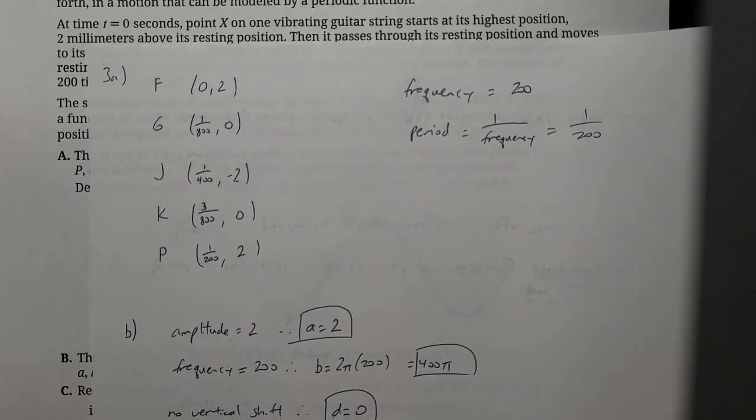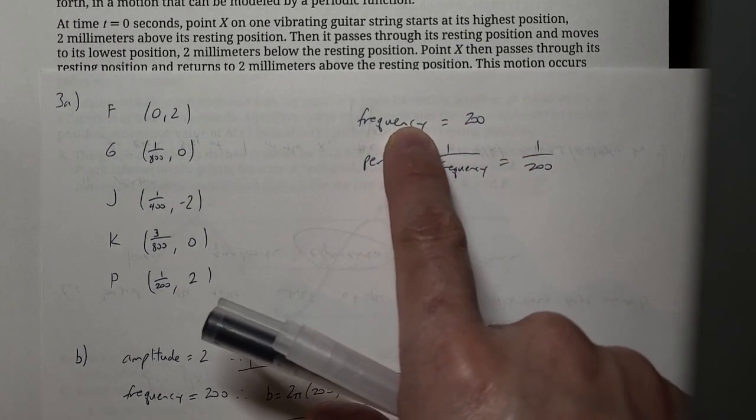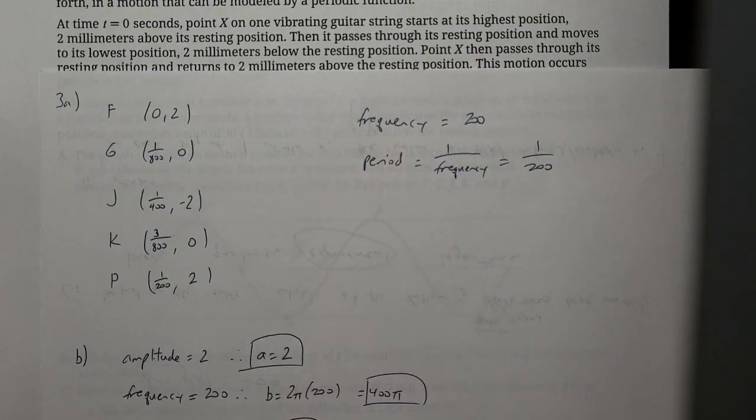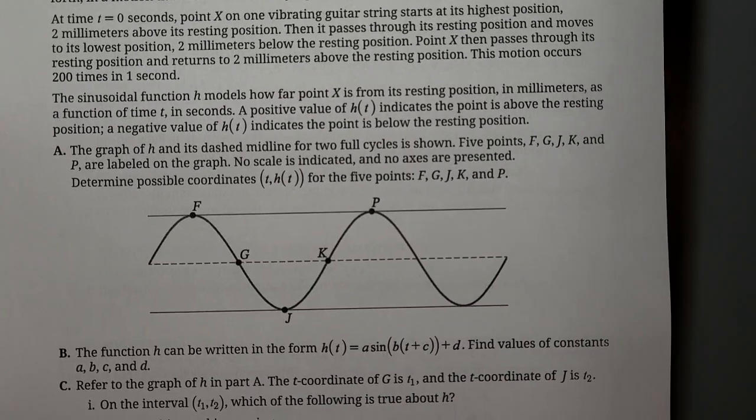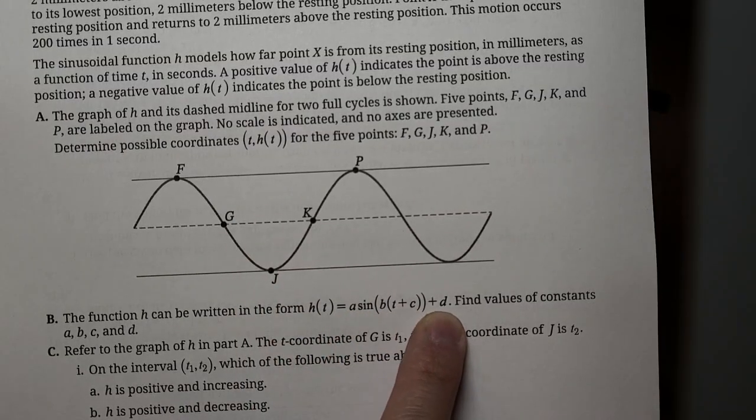Let me show the answers again. The important part was period and frequency: knowing that the frequency is 200 and period is just 1 over frequency. Now part B, now we have to model it and find A, B, C, and D.